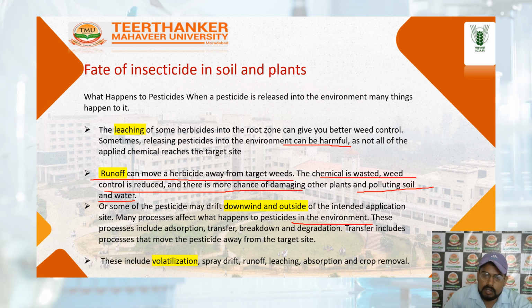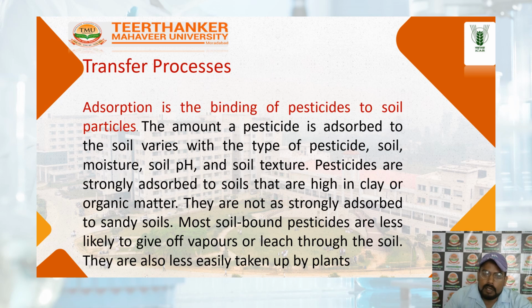So transfer is the process of movement of pesticide away from the targeted site, including volatilization and spray drift, leaching, and crop removal. So these are the effects of the herbicides on the soil and plant, and the next one is the transfer process. Transfer process means the absorption and binding of pesticide to the soil particles. So the amount of pesticide absorbed by the soil varies with the pesticide, soil moisture, pH, and soil texture.